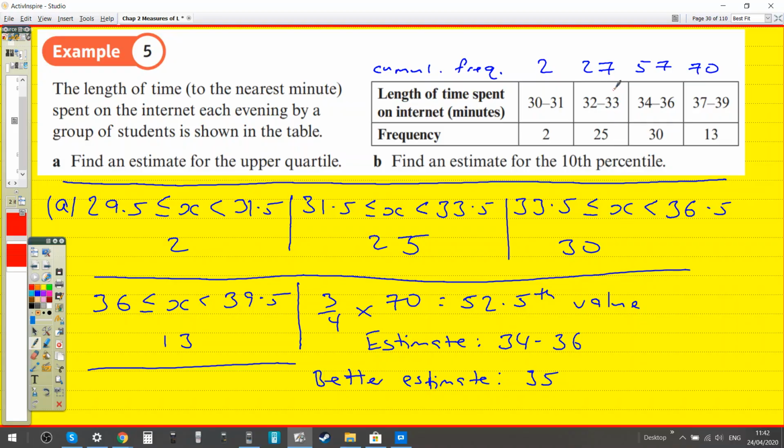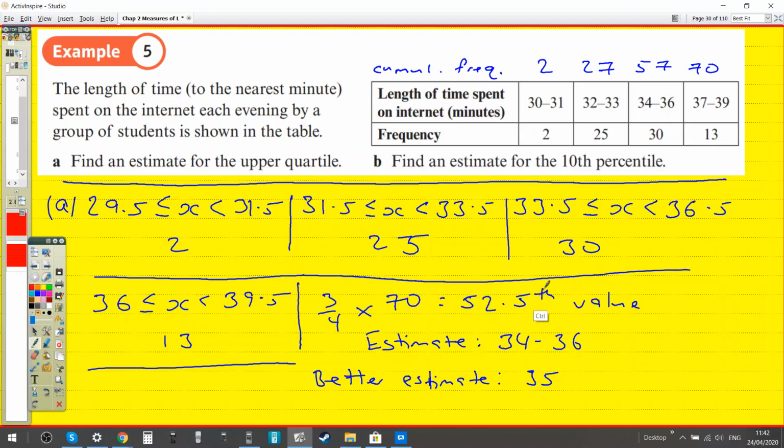I'm not sure. So student 28 would be close to 34. Student 29 would also be kind of close to 34, just not as close as the previous one. And then student 57 would be very close to 36, because that's at the end of that group, because you're putting all these kids from slowest to fastest, so smallest to biggest numbers.